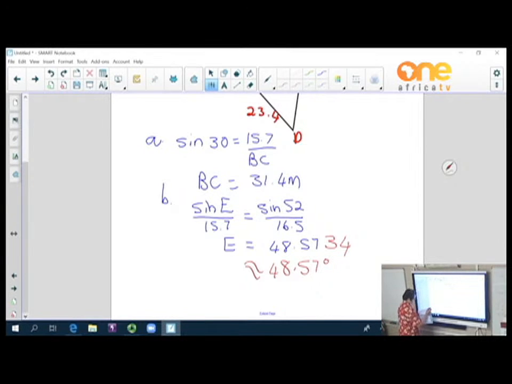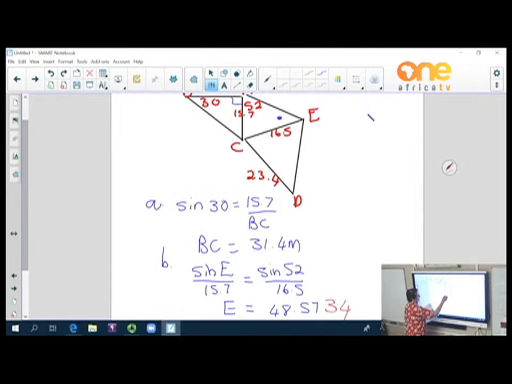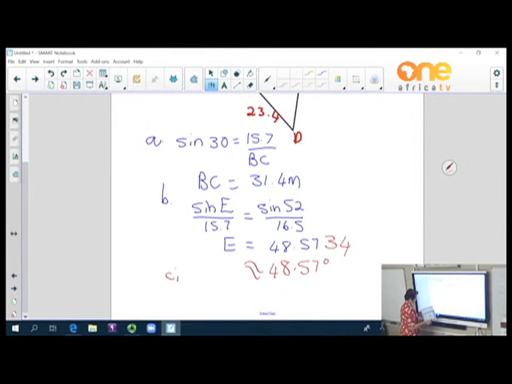The next one is now number C1. Show that angle ECD is 40.6. Now ECD means this is the angle that we want to calculate. This is now not a right angle triangle in that case. So show that the angle is 40.6 correct to one decimal place.